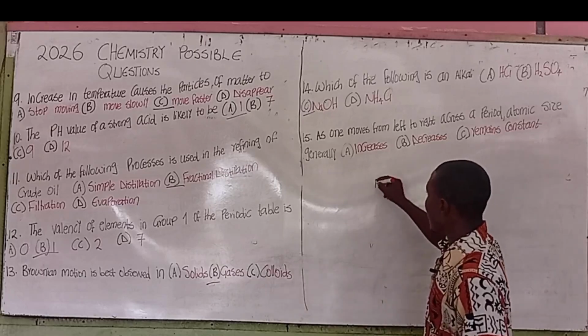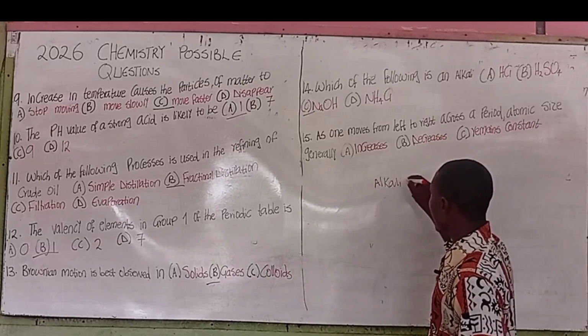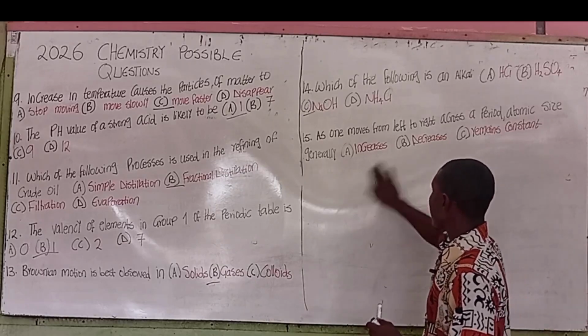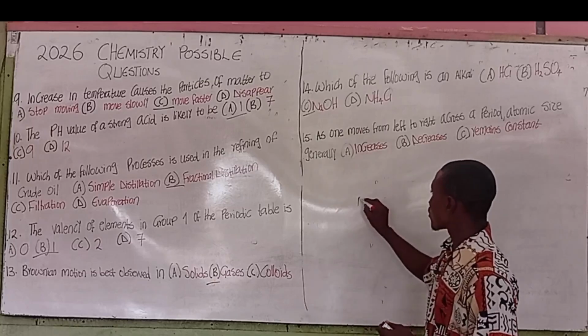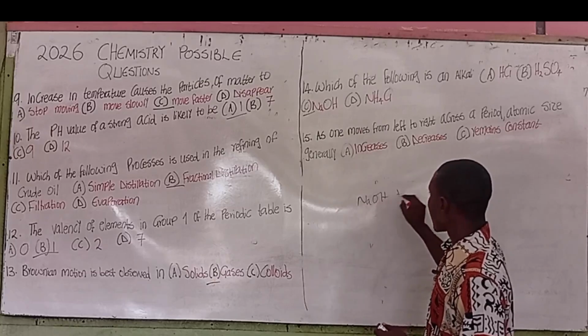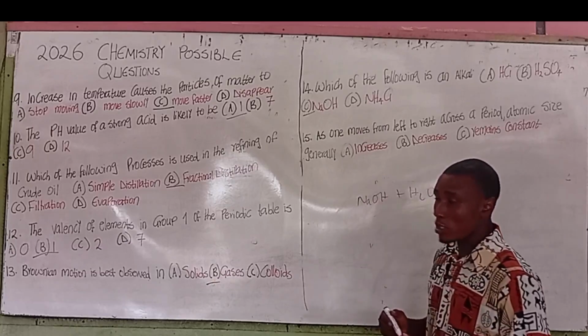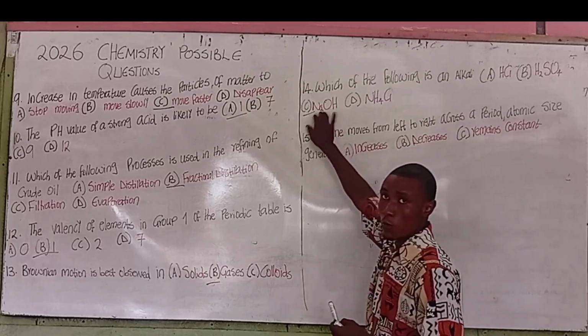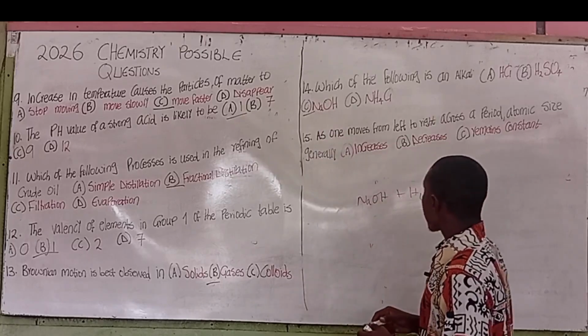What is an alkali? An alkali is a base that can dissolve in water. The base that can dissolve in water is what is known as an alkali. And sodium hydroxide here is a strong base which can dissolve in water, right? So the correct option there is option C, which is sodium hydroxide.